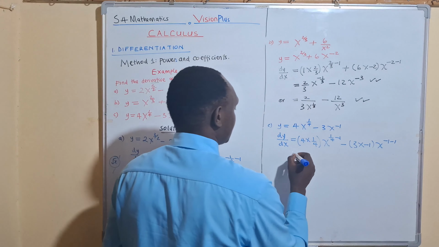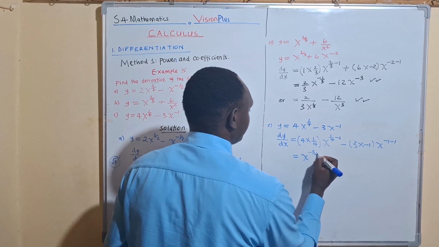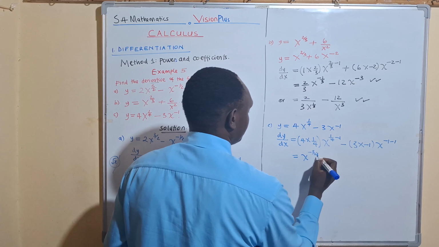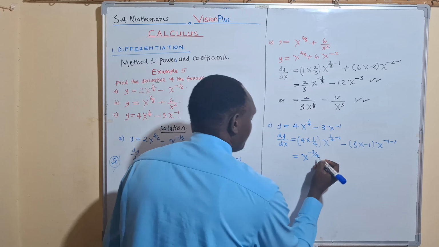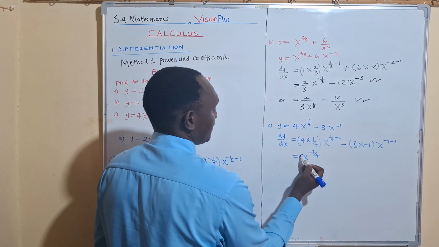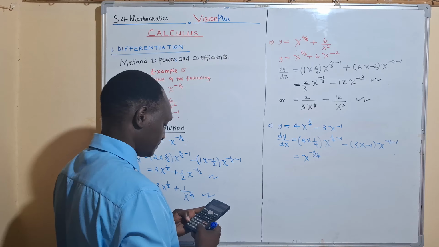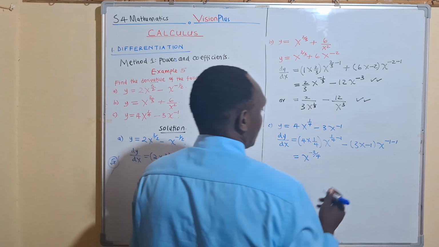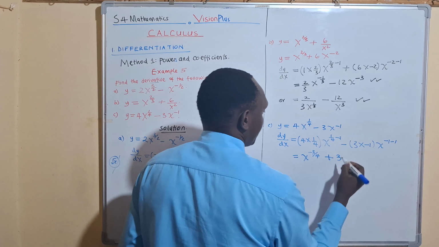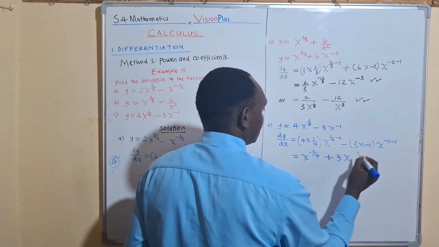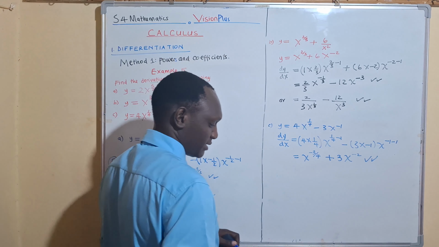Then we simplify this. This here gives us x power negative 3 out of 4, because 4 times 1 out of 4 will give us 1 here. 1 out of 4 minus 1 is negative 3 out of 4. And then negative and negative, they give us the opposite. So we have plus 3x. If you operate the powers, you get negative 2. This is the correct answer.